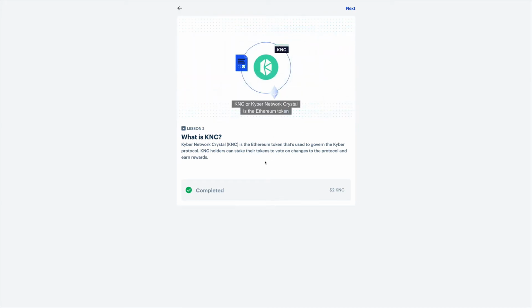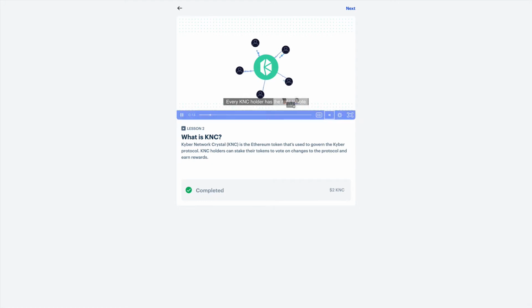KNC, or Kyber Network Crystal, is the Ethereum token that's used to govern the Kyber protocol. Every KNC holder has the right to vote on proposals to improve the protocol.